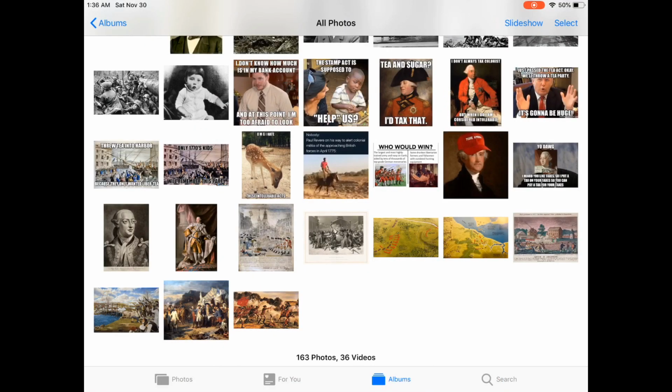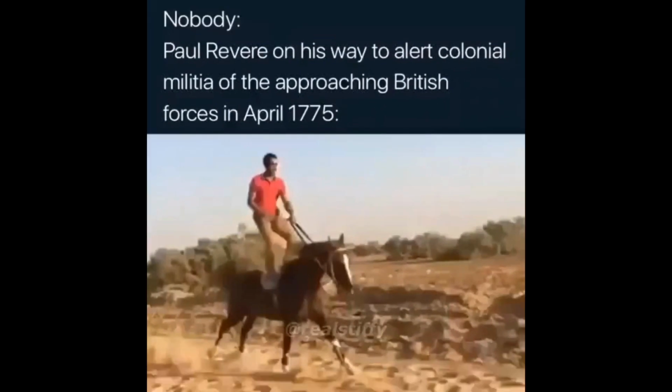And so we have one final meme for Paul Revere. So it says, "Nobody. Paul Revere on his way to alert colonial militia of the approaching British forces in April 1775." And as you can see, it's a very funny picture of a man riding a horse. And he's standing up.